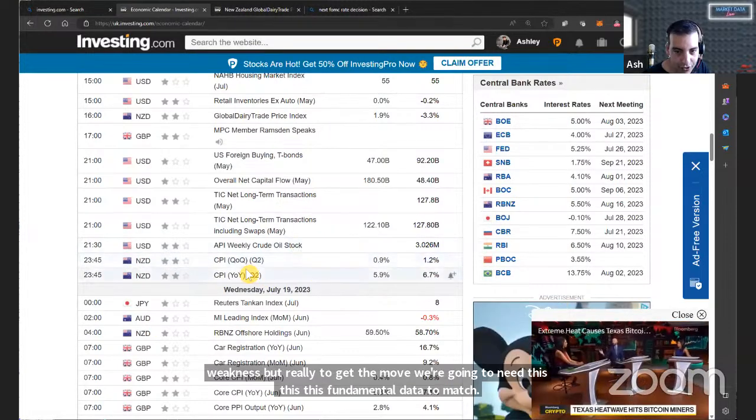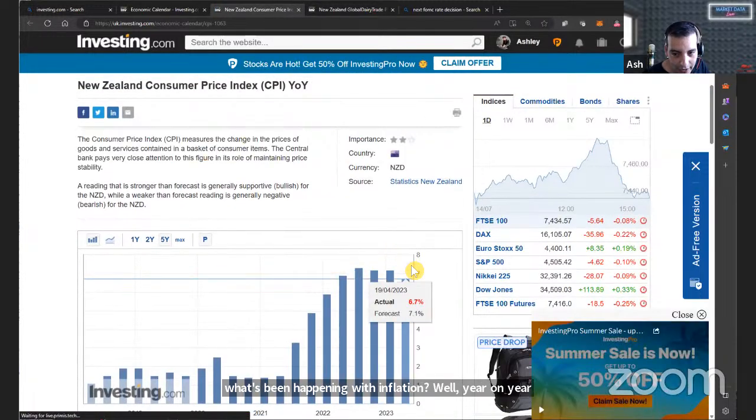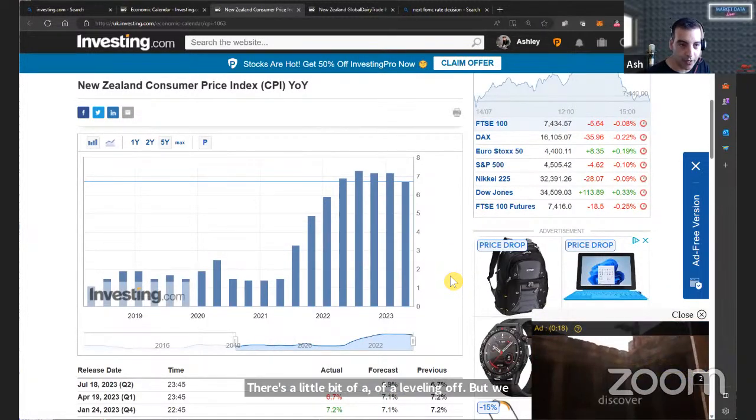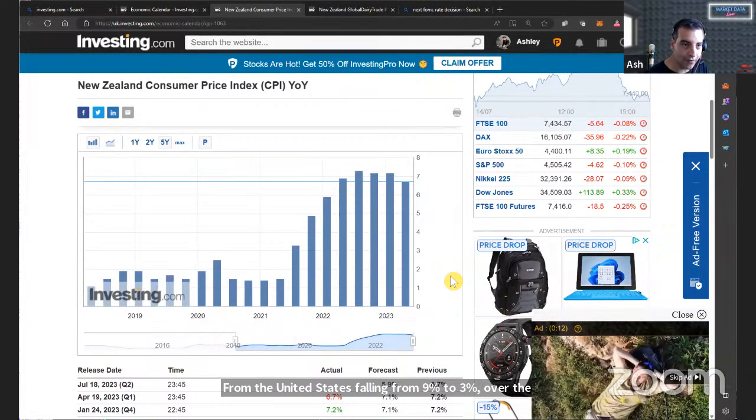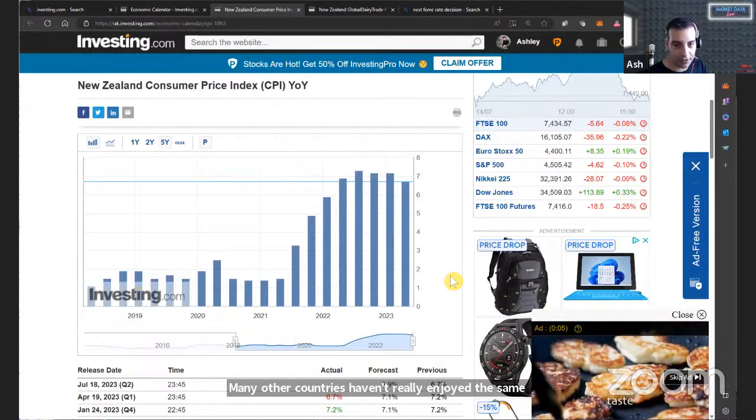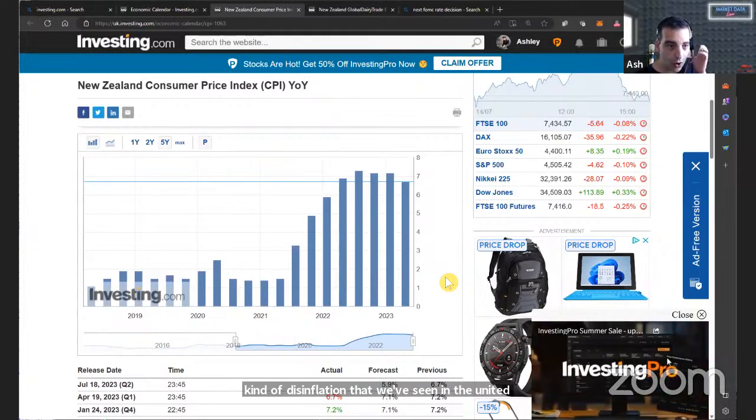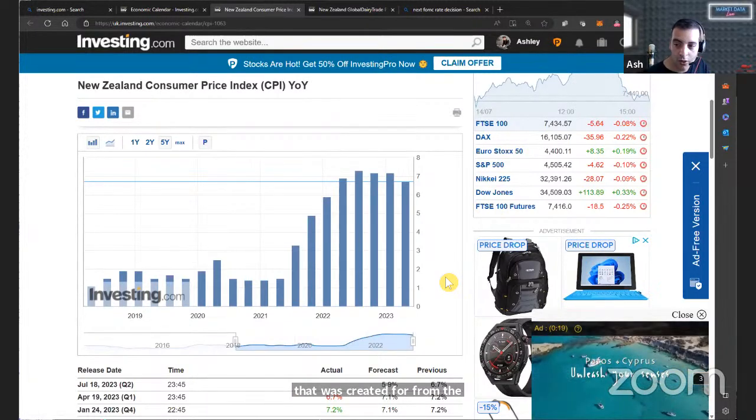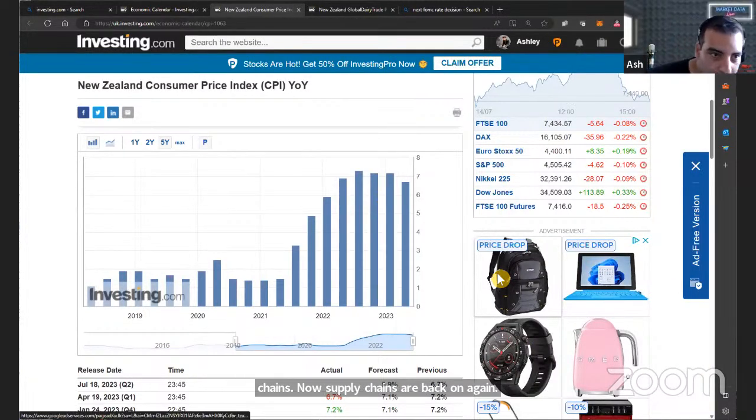Now, what's been happening with inflation? Well, year on year, there's a little bit of a leveling off, but we have seen some significant numbers from the United States falling from 9% to 3% over the course of the last 12 months. Many other countries haven't really enjoyed the same kind of disinflation that we've seen in the United States, but eventually things are going to start filtering back through again. Much of the inflation that was created from the United States' issue was to do with the supply chains. Now supply chains are back on again, so inflation should start to calm down purely because of supply chains.